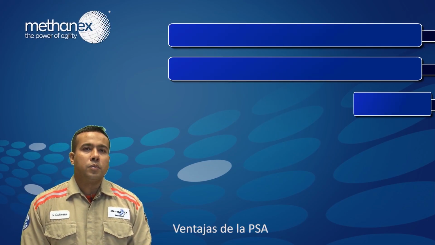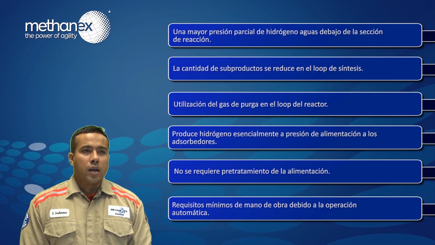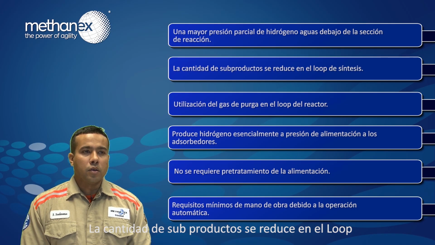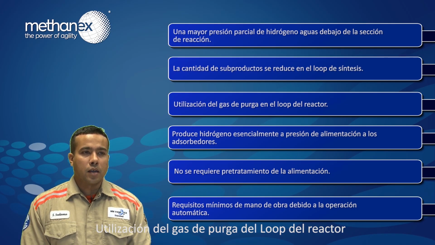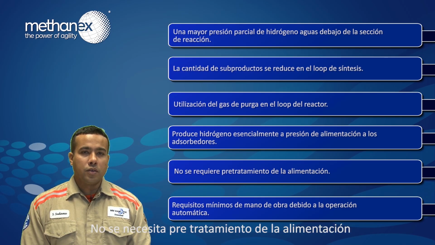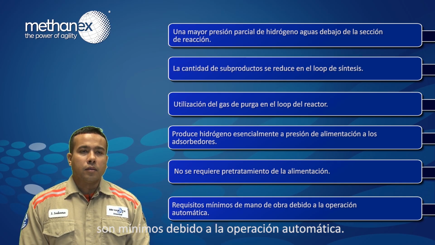Advantages of the pressure swing adsorbers. Some of the advantages of the pressure swing adsorbers are a higher hydrogen partial pressure in the downstream reaction section. The amount of byproducts is reduced in the loop. Utilizing the reactor loop purge gas produces hydrogen at essentially feed gas pressure to the adsorbers. No feed pretreatment is required. Minimum manpower requirements due to automatic operation.